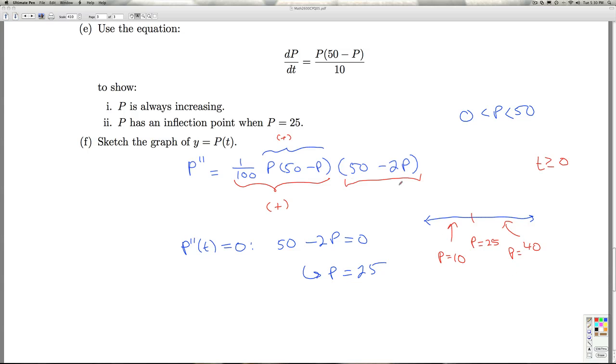Now, when I plug those in to p double prime of t, once again, this is always positive. And when I plug 10 into this, I get a positive number, which indicates I'm concave up for those values of p. And when I plug in 40, I get a negative number, which indicates I'm concave down for those values of p. So that proves that I actually do have an inflection point when p is 25. So that'll do it for part E.